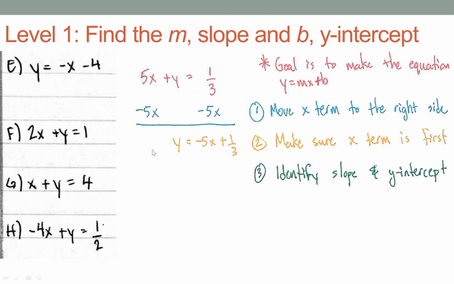So let's identify the slope and y-intercept. Are there any hands up? Seriously, it should be -5 is the slope, and the y-intercept is 1/3. Kaboom! F, G, and H can be solved exactly like this.